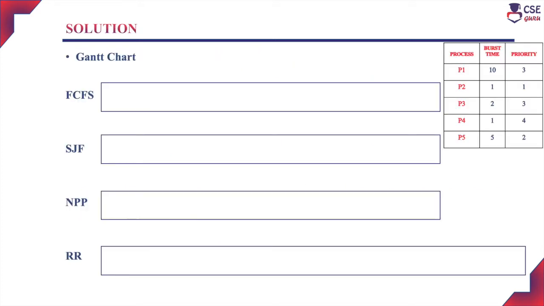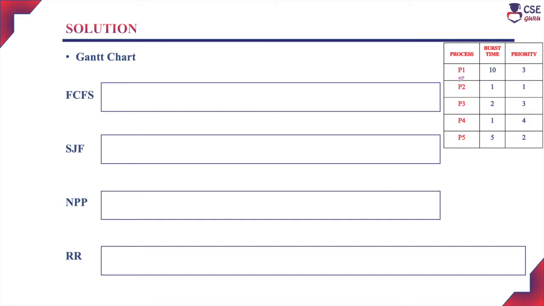The first question in the problem is, construct the Gantt chart for FCFS, SJF, non-preemptive priority and round robin scheduling algorithms. So now we will construct the Gantt chart for all the algorithms. First is the FCFS scheduling algorithm. FCFS scheduling algorithm is nothing but the process which enters into the job queue first will be assigned to the CPU for execution first. The processes will be executed by the CPU in the job queue order.